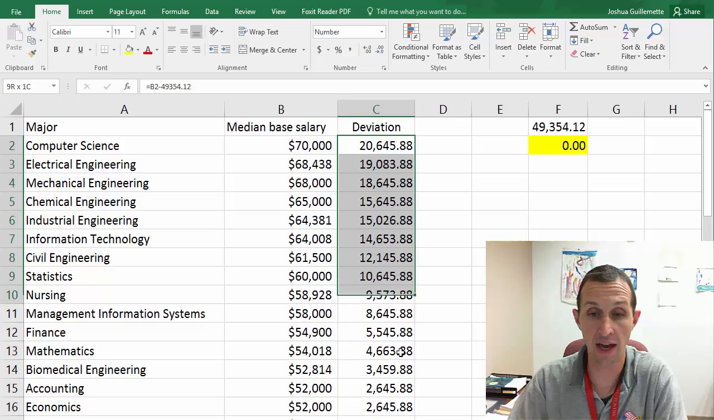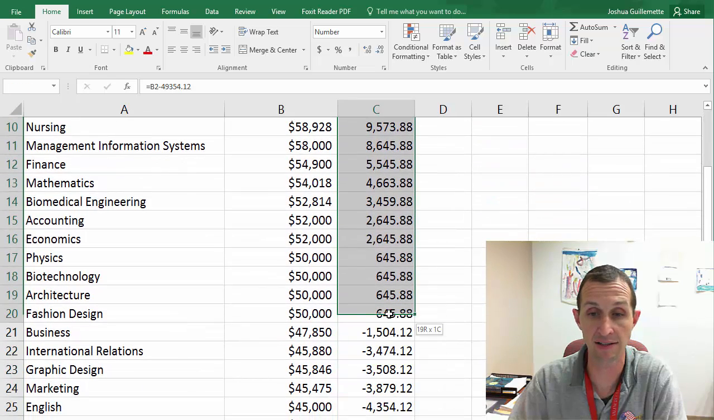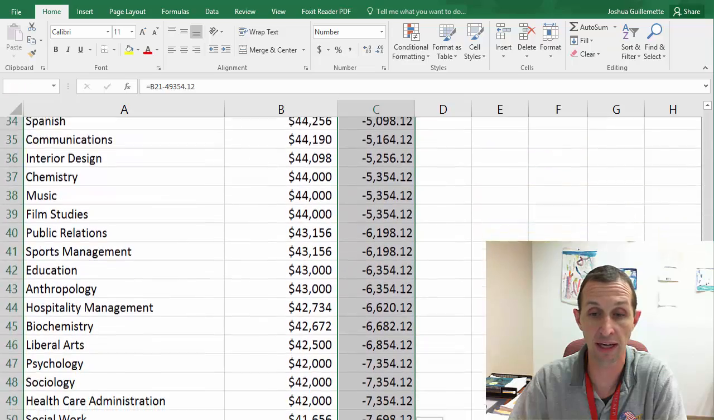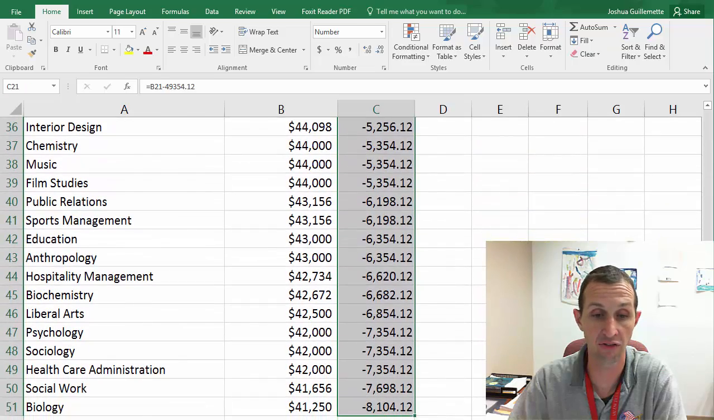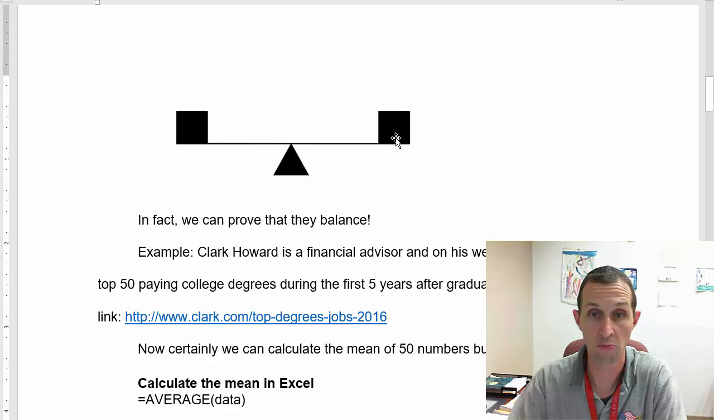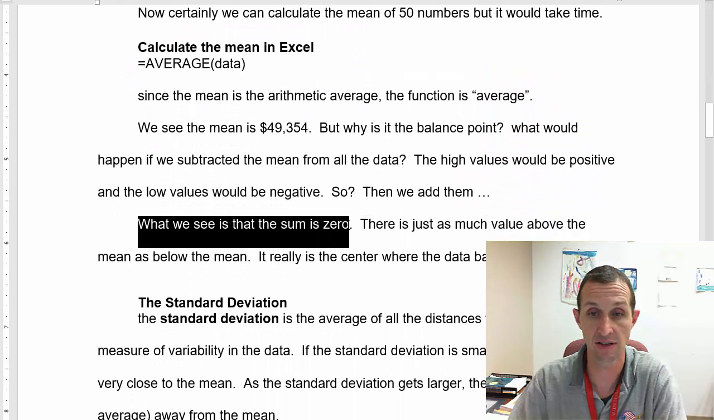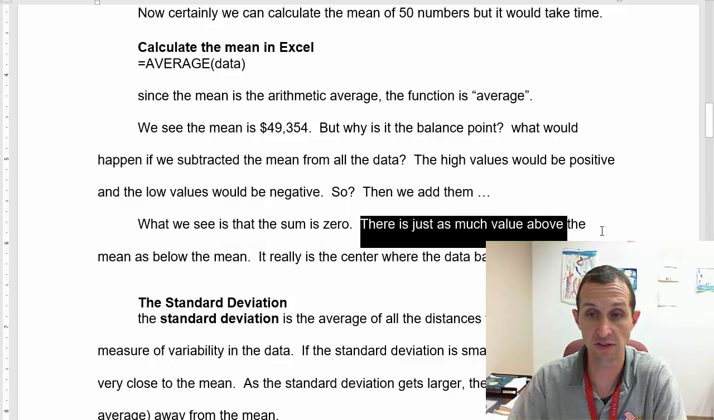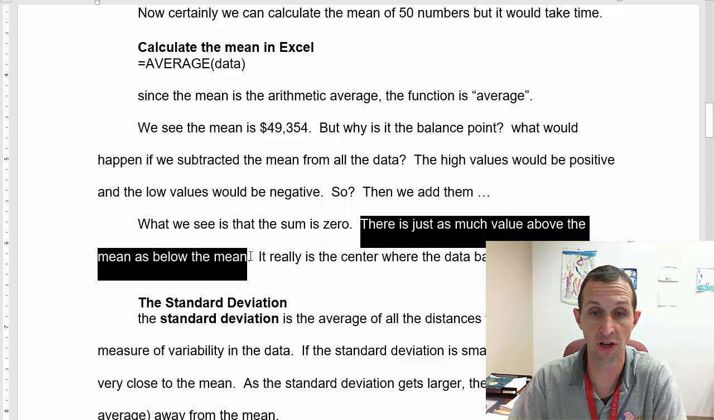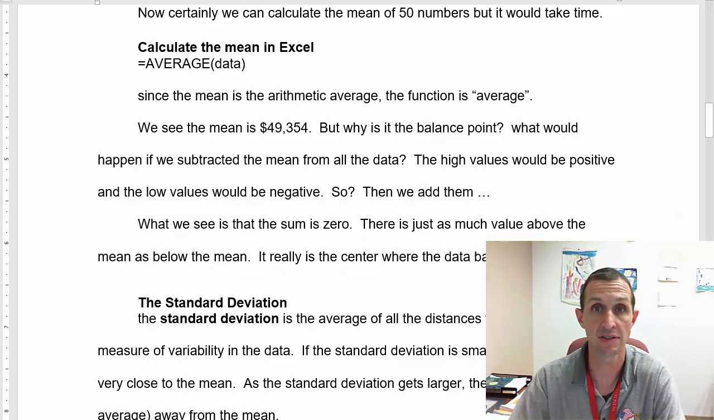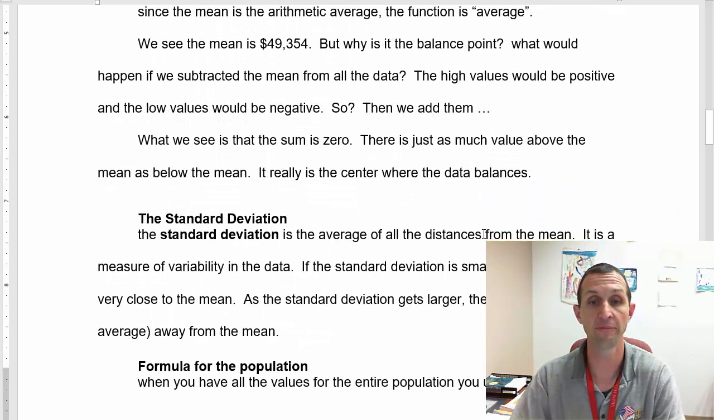And so that means that you have just as much positive value as you have negative value, right? And so the positive and the negative values balance each other at the mean, and you see that the sum is 0. And so there's just as much value above the mean as below, and it really is the center where the data balances. And this is actually pretty cool, all right?